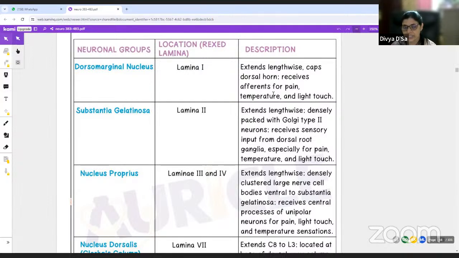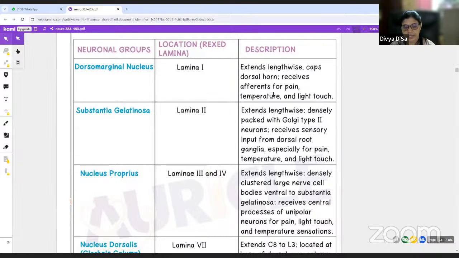Then there is the substantia gelatinosa. It extends the entire length. These are all the nuclei in the posterior horn. It is packed with Golgi type 2 neurons and receives the sensory input from the dorsal root ganglia. So this also carries the sensations of pain, temperature, and light touch.